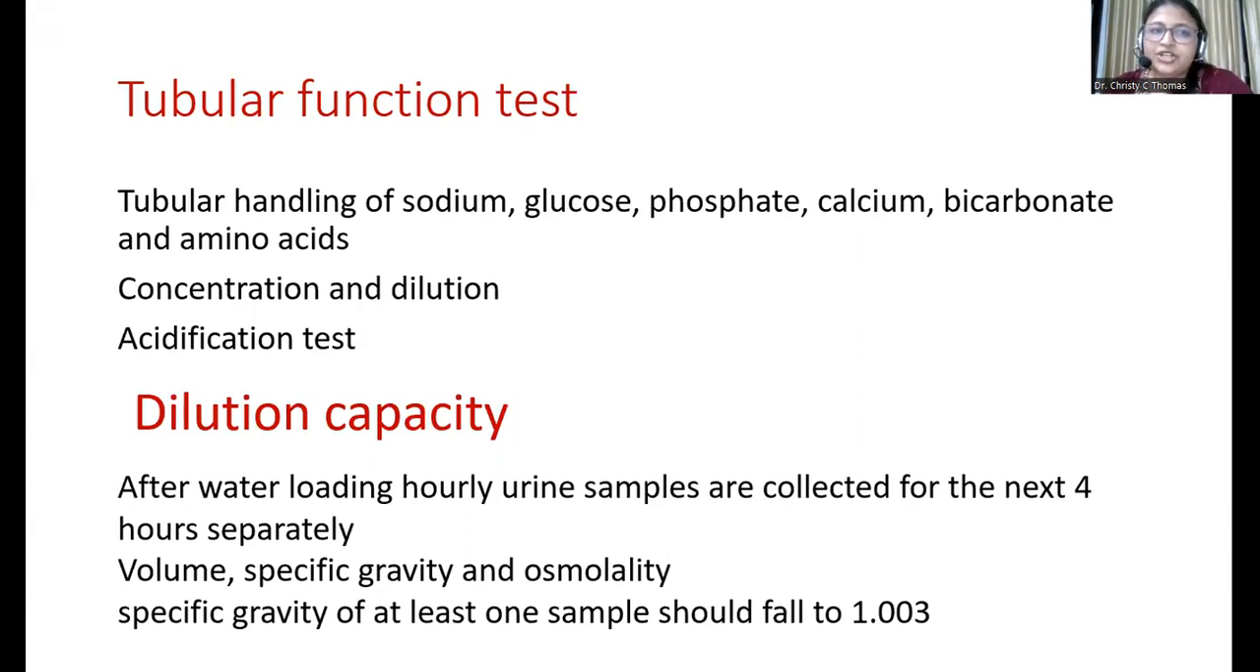The tubular function tests include the tubular handling of sodium, glucose, phosphate, calcium, bicarbonate, amino acids, and many other molecules, and the concentrating or diluting capacity of the kidney, and the acidification test. For the diluting capacity, water loading is done, and we see whether the patient is able to lower the urine specific gravity to at least 1.003. If the patient is able to do so, the dilution capacity is intact.